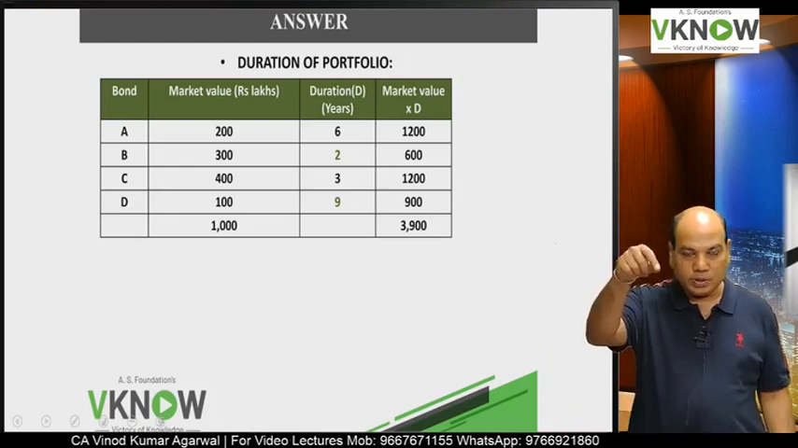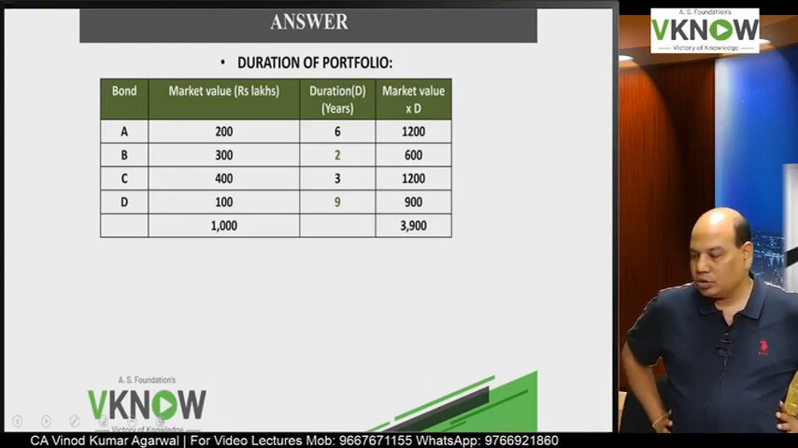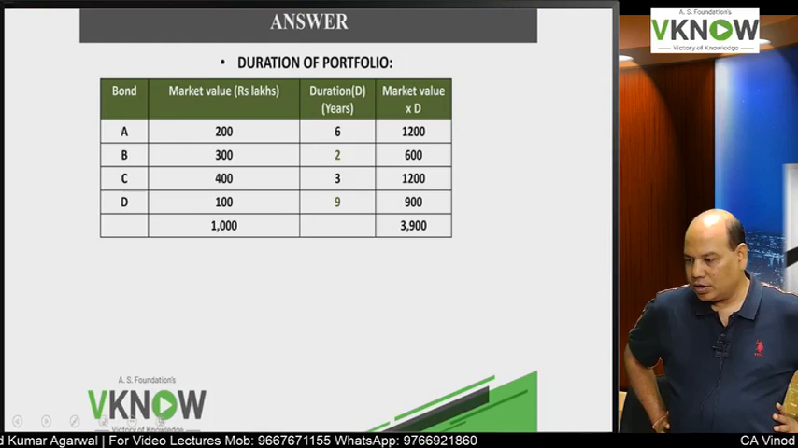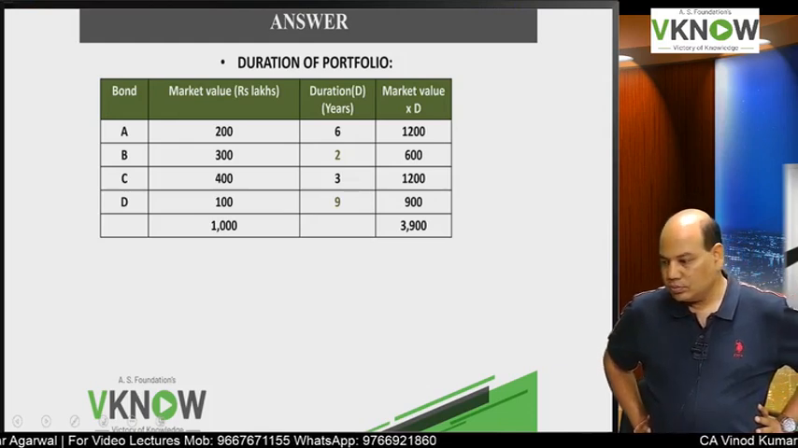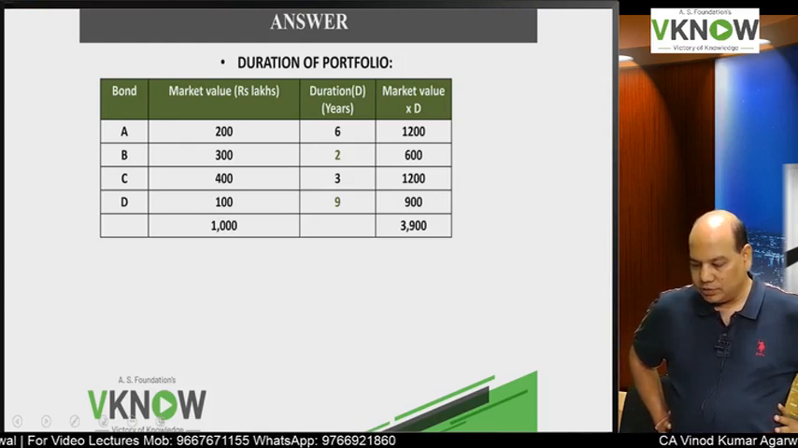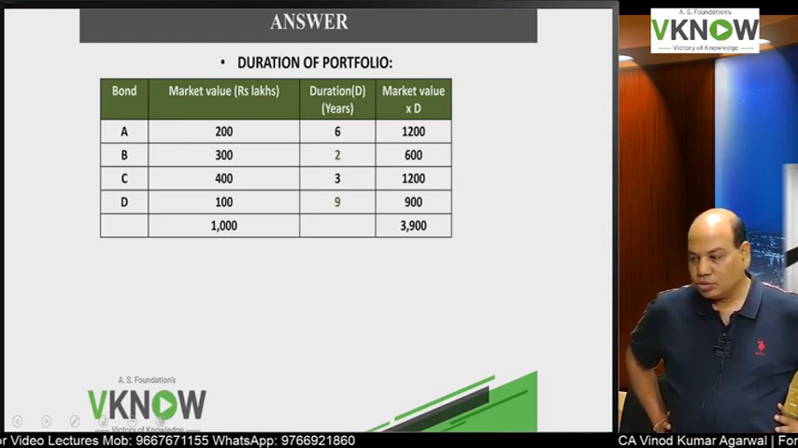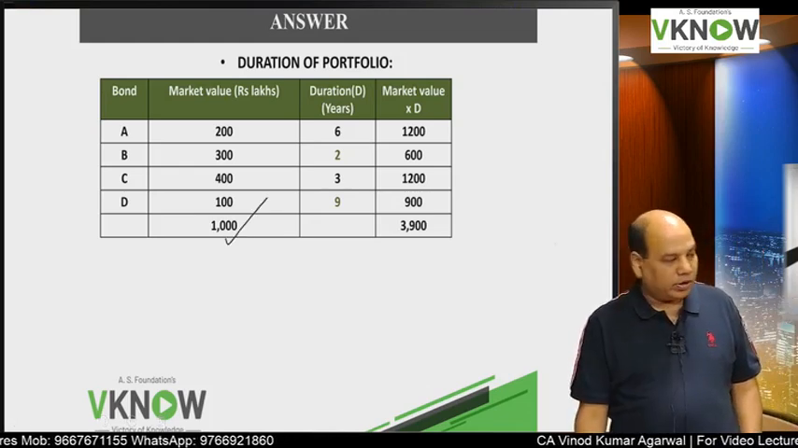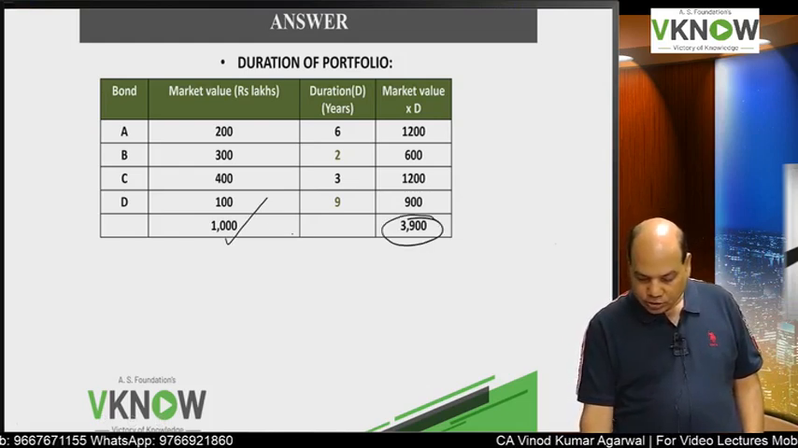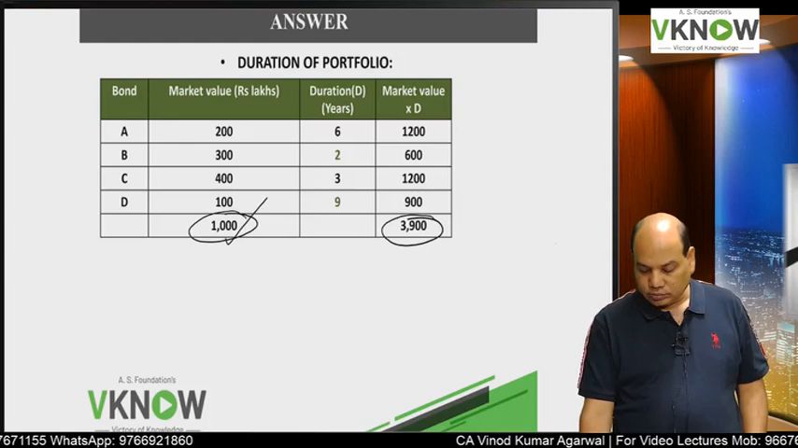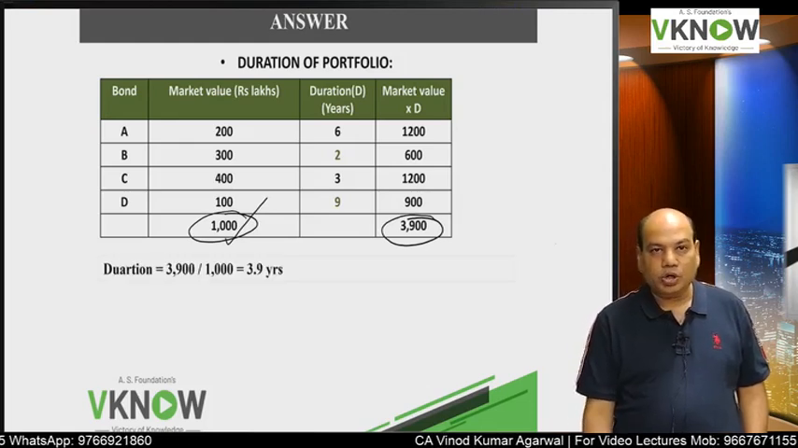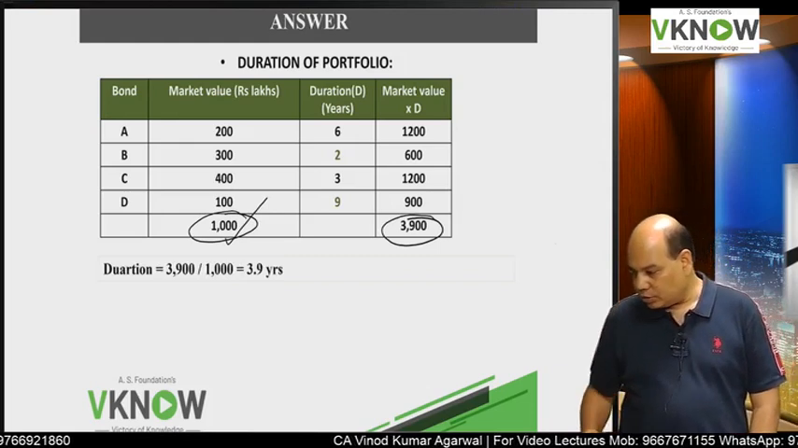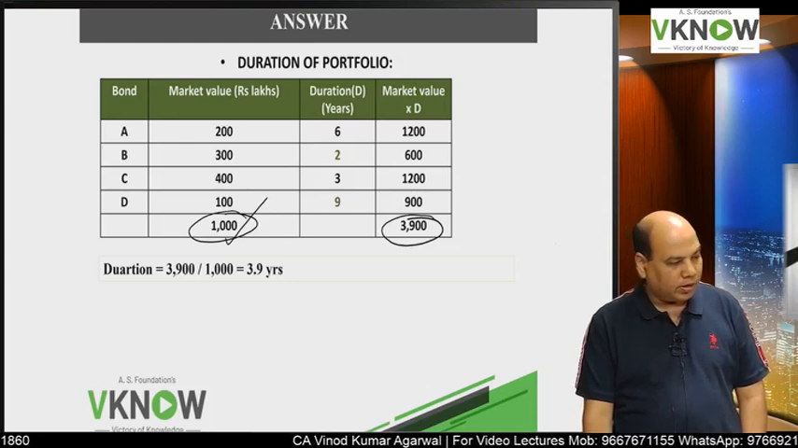In your book you can complete the last column so that you can save time. 200 into 6, 1200, 300 into 2, 600, 400 into 3, 1200, 900, total 3900, and the total market value of investment is 1000. 3900 divided by 1000 will give you the duration of the bond portfolio, 3.9 years. Duration is 3.9 years. Very good.